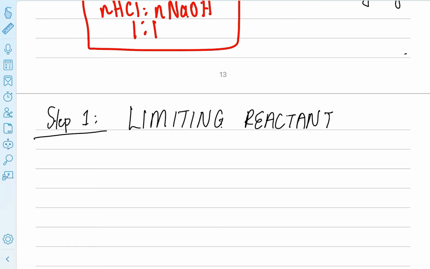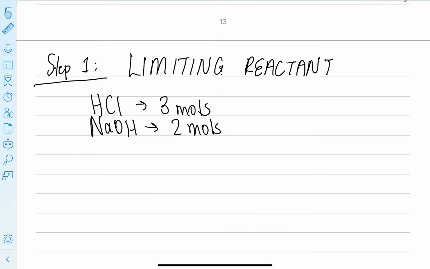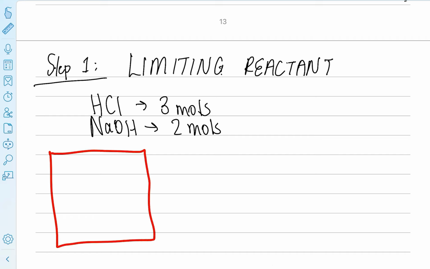Right, so let's solve for limiting reactants. If you remember, for limiting reactants, we need to create a hypothetical scenario, meaning we have information about 2 things. We know about HCl. They told us we've got 3 moles of HCl. We know about sodium hydroxide. We know that we've got 2 moles of sodium hydroxide. In a complete neutralization, when you see the word complete neutralization, what they mean is that when you've got, let's say, 3 moles of HCl, here's your 3 moles of HCl.